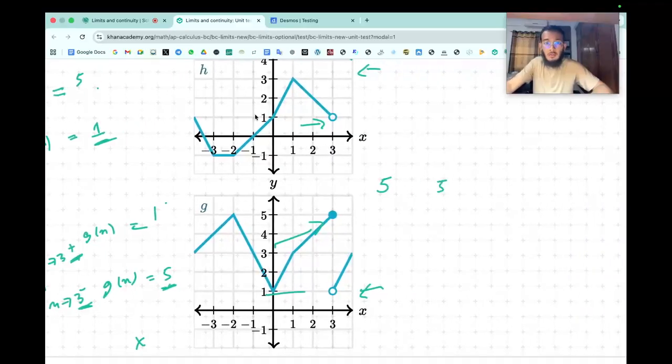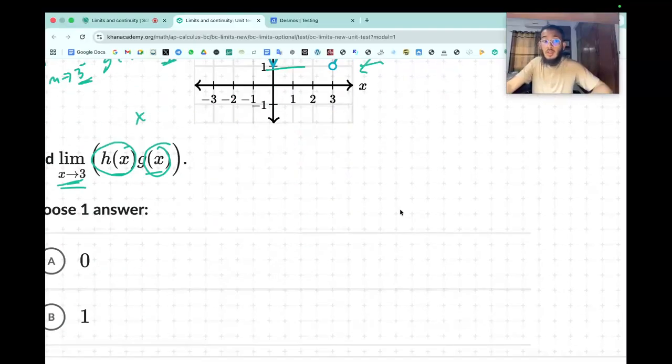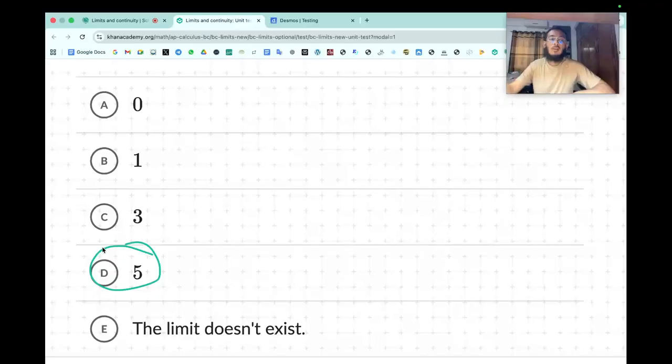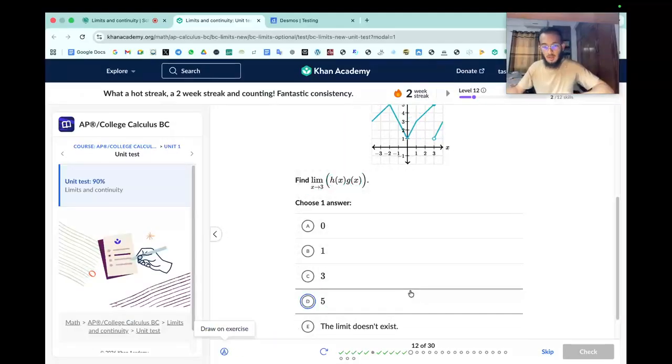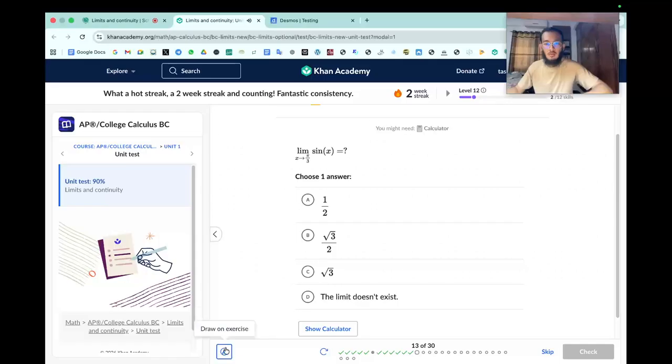So the sum for all positive is 5, and the sum for all negative is -5. They're equal. So we can say the limit exists and it is 5. There we go.